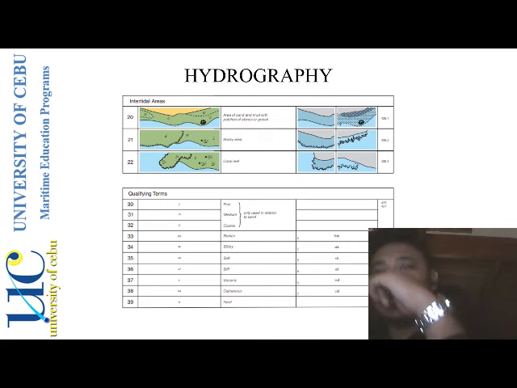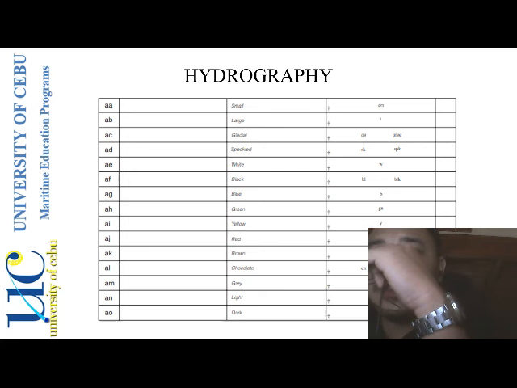So the continuing hydrography: AA is the small, SM, AB is the large, AC is the glacial, GA, AD is the speckled, AA is the white, AF is the black, AG is the blue, A is the green, EI is the yellow, EG is the red, EK is the brown, EL is the chocolate, AM is the gray, AN is the light, AO is the dark.